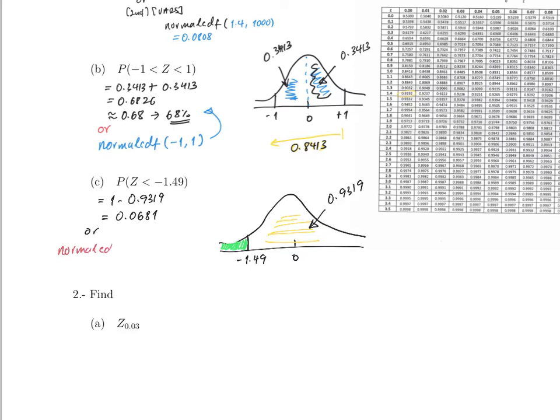Now, if you use the calculator, what is the lower bound? Negative 1,000. Yes, and the upper bound is negative 1.49. And again, it should give you exactly the same answer. Is that okay? All right, so far so good. Any questions? Okay. So far so good, Professor.